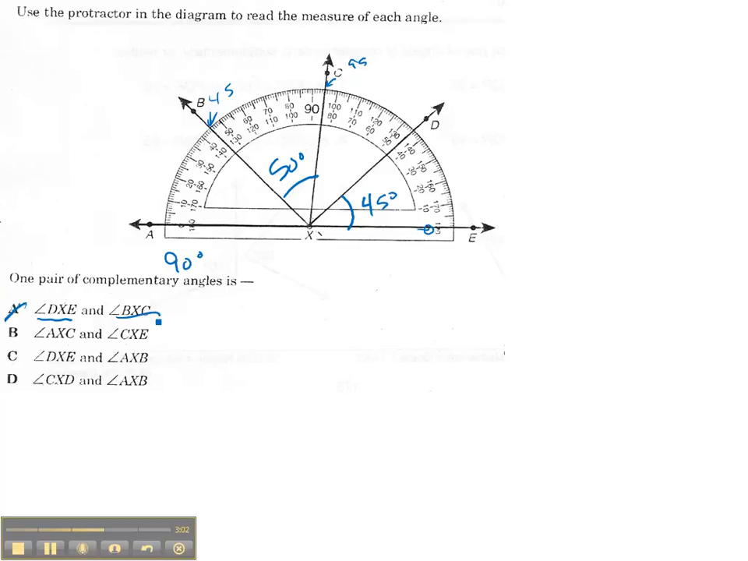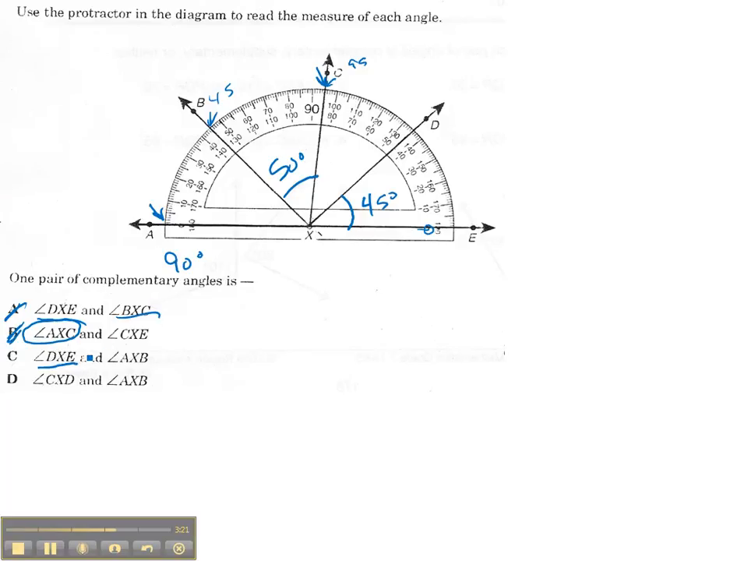Answer choice B says AXC. AXC, A starts here on the outer scale at 0, and C ends here on the outer scale at 95. So that's actually, this angle right here is actually already 95 degrees, which is more than 90, so we can rule out that answer choice.